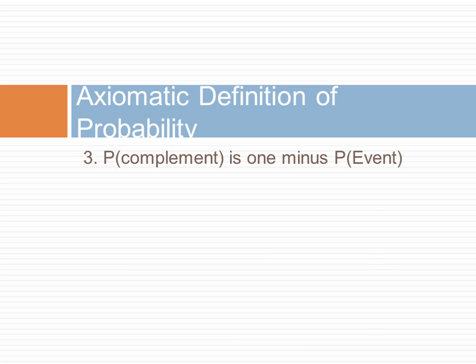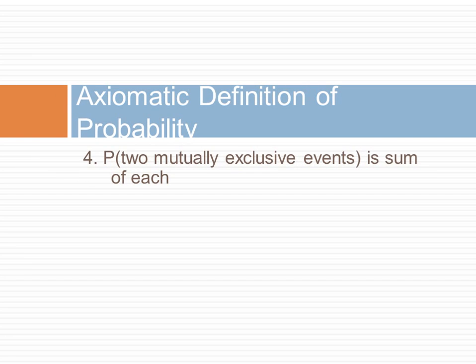Third, probability of a complement of an event is 1 minus the probability of the event. This may not occur all the time, but we can agree that this should happen, and that it is proper for us to hold opinions such as this. Fourth, the probability of 2 mutually exclusive events is the sum of each. Mutually exclusive means that they have no elements that overlap. This last axiom is often violated, but we can agree that our numbers should follow this rule also.